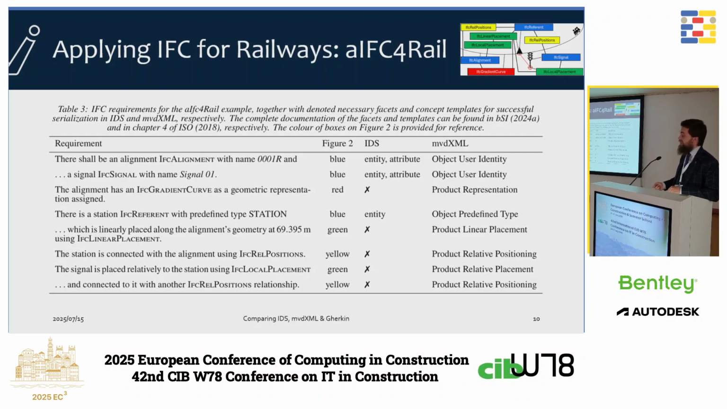On the other hand, IDS could only do approximately half of it. So there was no way to say, for example, I want to be linearly placed along an alignment. You could say, I want to have a referent that has a predefined type station. That's completely valid and possible. But hey, I want to connect the signal to my referent. That's a no-go.